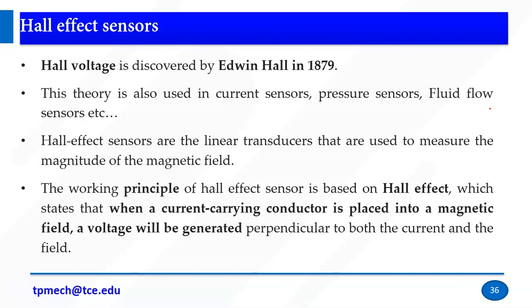Again, Edwin Hall in 1879 discovered the Hall voltage. So what he says is that he discovered the Hall voltage in 1879. Again, this theory is also used for pressure or fluid flow, etc. Not only displacement can be measured; we can measure other things like pressure or fluid flow, and even that we can easily measure using a Hall effect sensor. So it is a sensor or linear transducer that is used to measure the magnitude of the magnetic field.